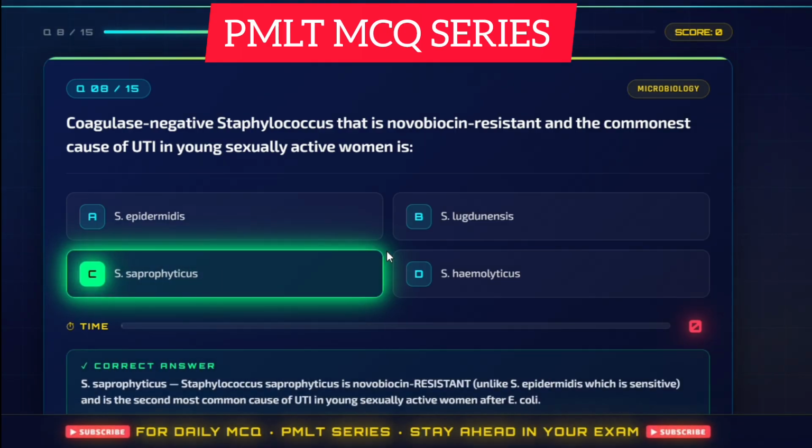The correct answer is C. Staphylococcus saprophyticus is novobiocin resistant, unlike S. epidermidis, which is sensitive, and is the second most common cause of UTI in young sexually active women after E. coli.